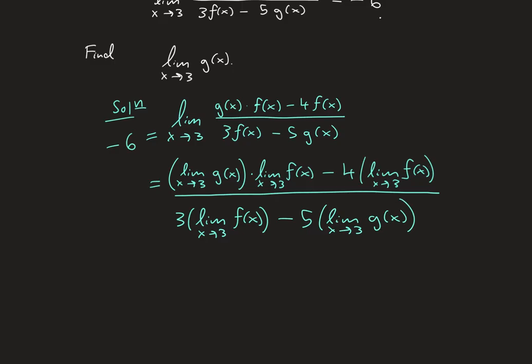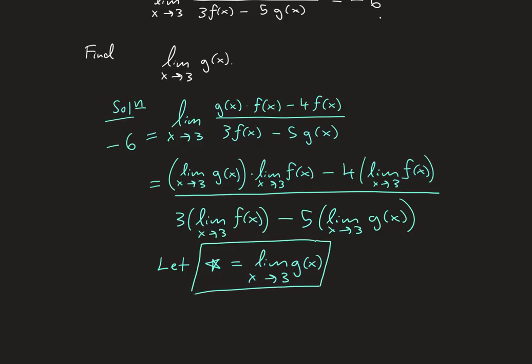All right, so I just used a whole bunch of limit laws. The limit of a quotient is the quotient of limits. The limit of a sum is the sum of limits. The limit of a product is the product of limits. And if you have a number inside of the limit, you can take the number outside of the limit. I'm just going to let star equal the limit as x approaches 3 of g of x. I'm just naming something to make this sentence a little bit better.